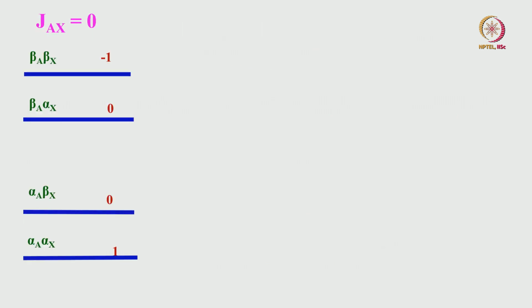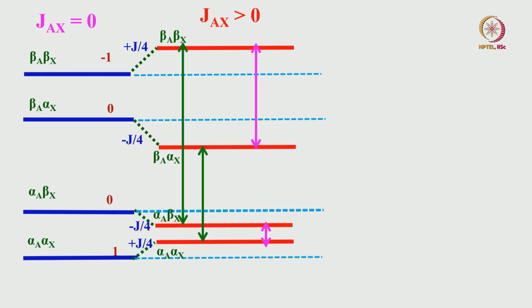Let us go further. This is what we understood for AX positive, J coupling positive. What will happen to the energy states when the coupling is negative? Reverse will happen. When the coupling is negative, the unpaired state gets stabilized and the paired state gets destabilized because the coupling is negative.